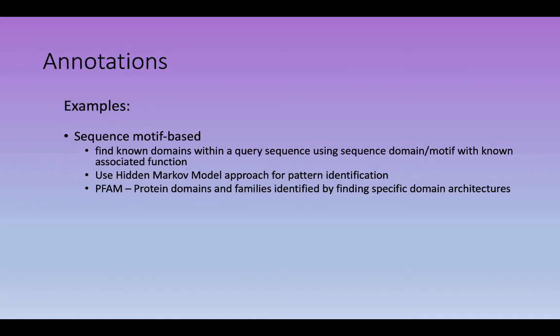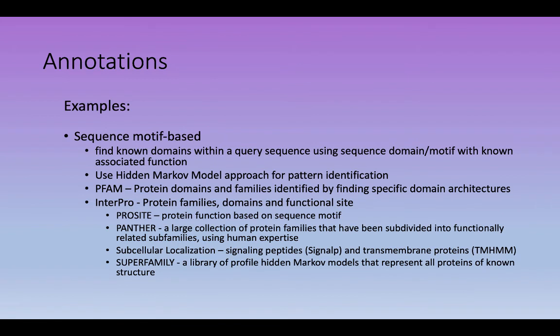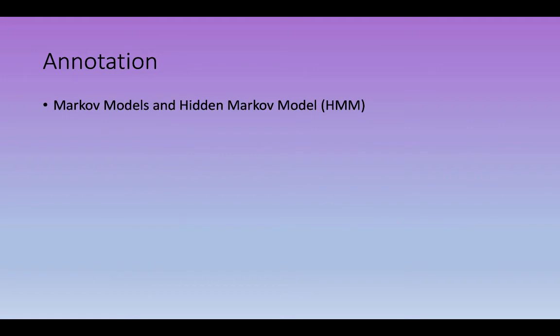PFAM, or the protein family database, is another one of the databases you could use for this. InterProScan, which I mentioned before, is another one. And this is used for identifying protein domains and families by finding specific domain architectures in a sequence. InterProScan does a similar thing, identifying protein families, domains, and functional sites. And within InterPro, there's a whole bunch of different tools: ProSite, Panther, Superfamily, all used to identify where these domains are. And most of them use a hidden Markov model approach to do this kind of identification.